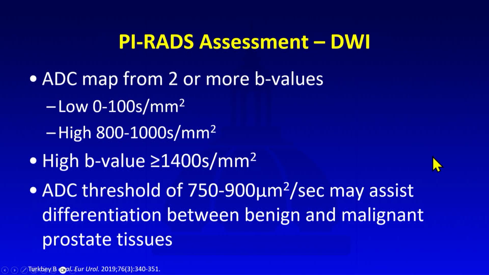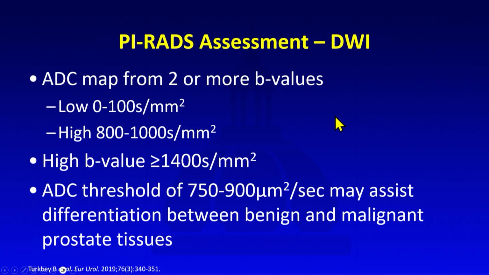Next, let's talk about DWI. So we generate the ADC map from 2 or more b values. At our institution, we use 50 as our low and then 800 for our high. In addition, we also calculate a high b value of 1400. You can either acquire it directly or calculate it. We choose to calculate it because there's less artifacts.